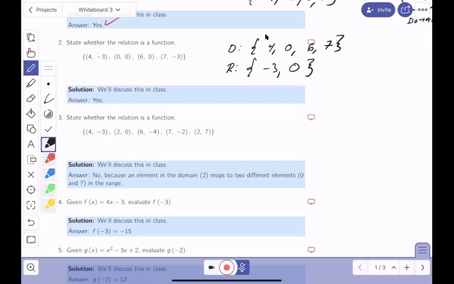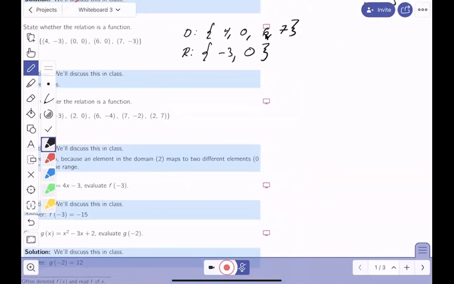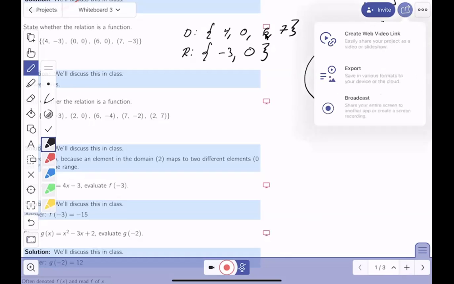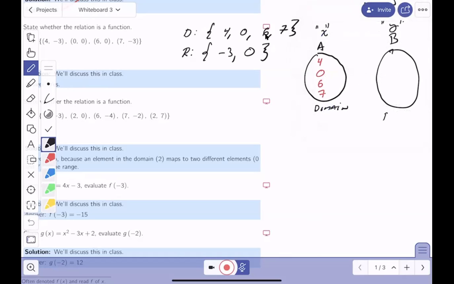Well, I'm going to put my bubble diagram down again. Put this over here. This is going to be the set A, where the X's, also called the domain. And what's in the domain? Let's write it down. 4, 0, 6, and 7. Now I'm going to put the set B down, which is Y's. By the way, it doesn't have to be Y's, and this is also called range.